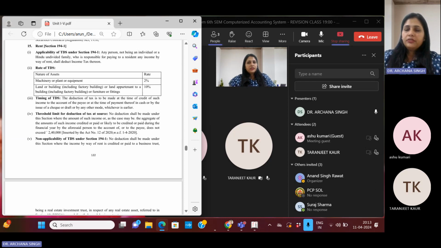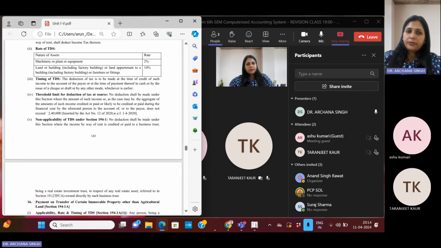Then now in case of rent, section 194-I, what it says, applicability of TDS: any person not being an individual or HUF who is responsible for paying to a resident any income by way of rent shall deduct the TDS. And there the rate of TDS will be, in case of machinery, plant and equipment, 2%. In case of land and building, including factory building or factory fittings, furniture and fittings, it should be 10%.